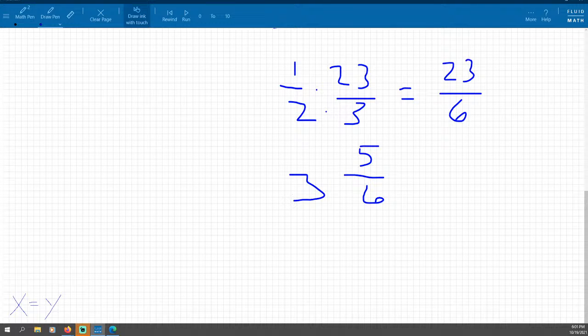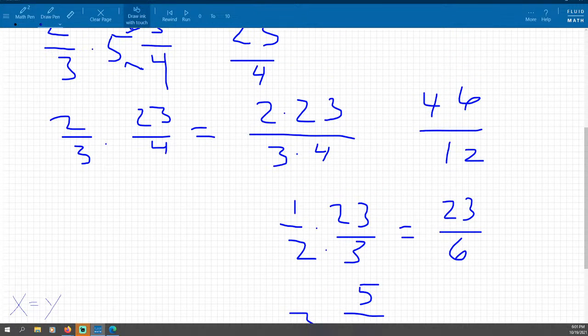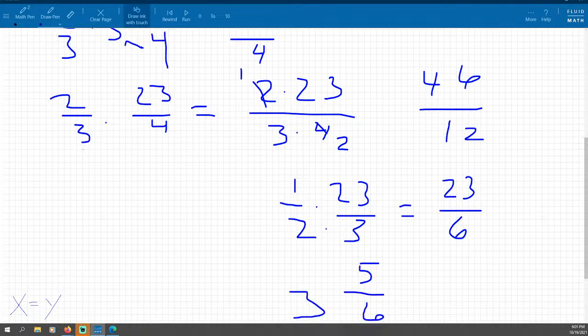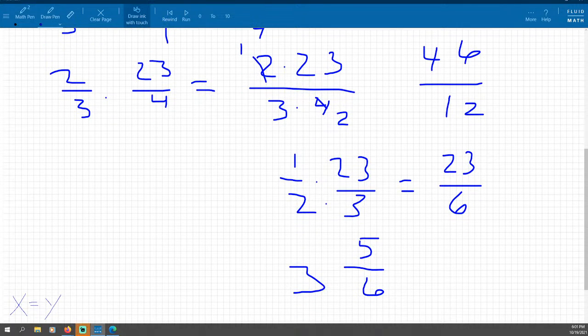So when we do something like this, it's called cross-canceling. When you're going, okay, 2 goes into itself once and 2 goes into 4 twice. Cross-canceling. But you can do this too.